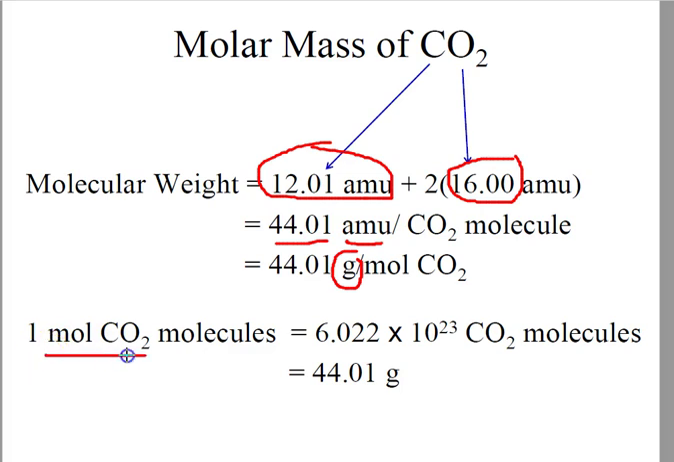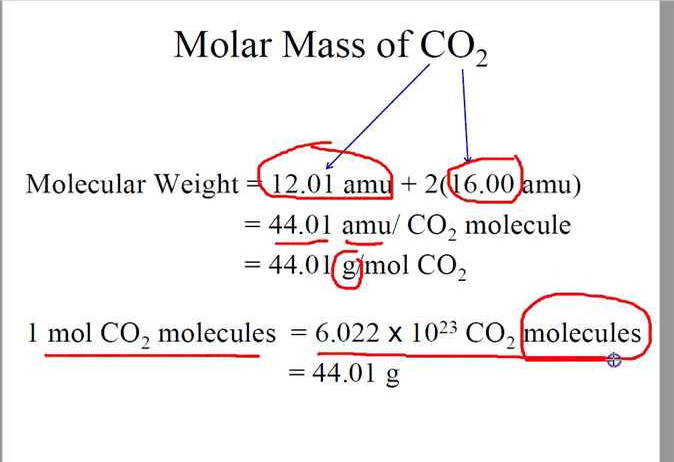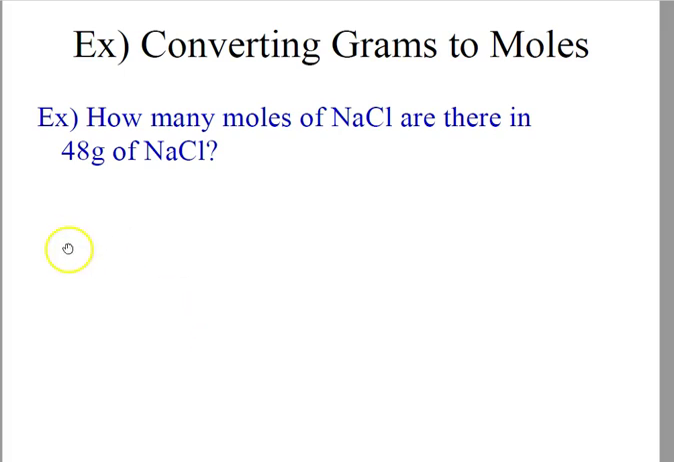So we can say that 1 mole of carbon dioxide is this many carbon dioxide molecules. Notice the use of the term there. It's not atoms of carbon dioxide, because carbon dioxide is a molecule, and that is also equal to 44 grams. So these facts can then become conversion factors that we can use to do all sorts of calculations. For example, how many moles of sodium chloride are there in 48 grams of sodium chloride?